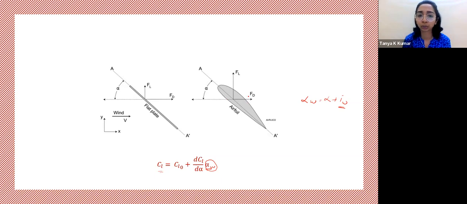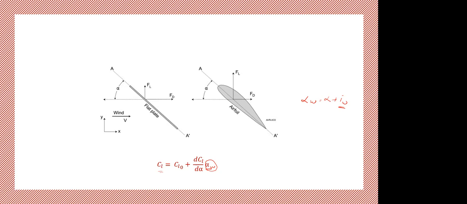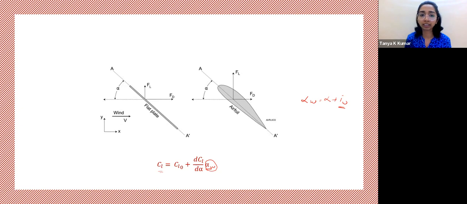What is the difference between these two cases? Both of them produce the aerodynamic forces, that is lift and drag. There is less flow separation at the airfoil because of its camber, but yes, there is a lot of drag in the flat plate case. Exactly. So effectively what we see is that the lift generated in this case is less, and the lift generated in this case is more.